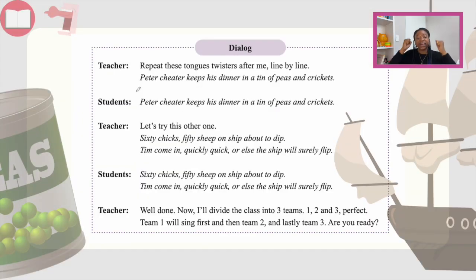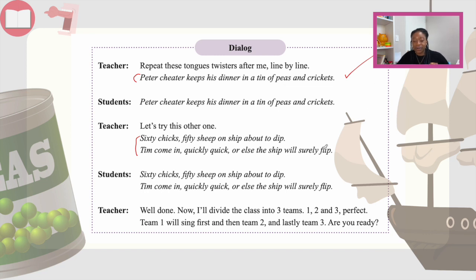Okay, today we have a dialogue. Now, I don't have anyone to do the dialogue with me, but I wanted to do these tongue twisters in the dialogue. But if you have someone with you, you can do the dialogue of the student and teacher. So let's do this one first. Peter Cheetah keeps his dinner in the tin of peas and crickets.